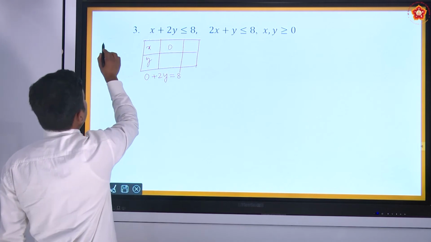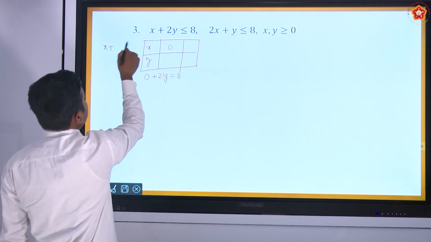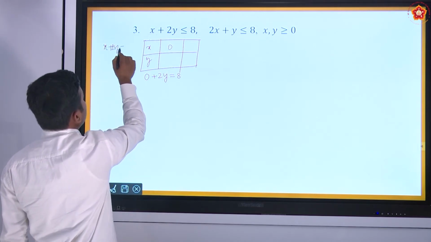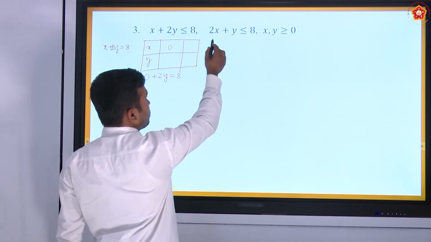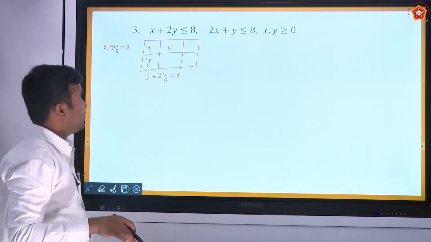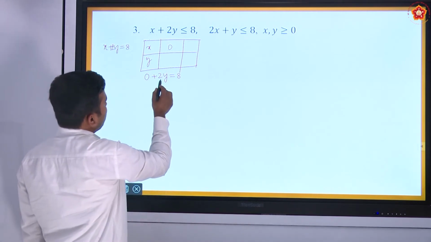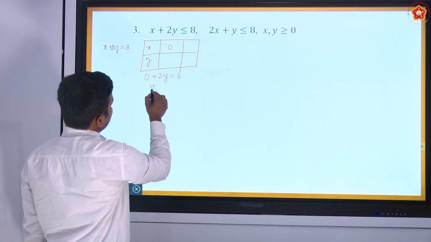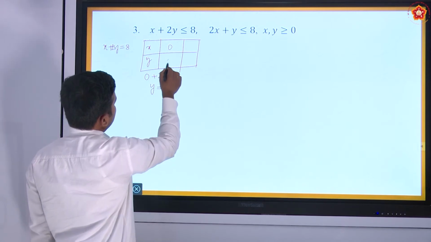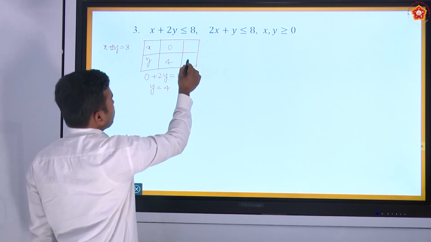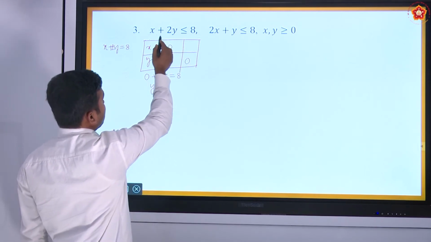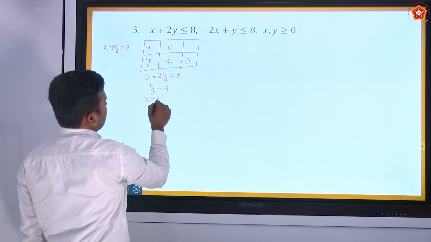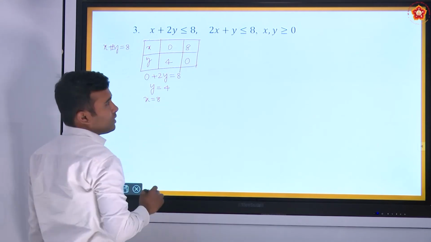In the first way, I am going to take x plus 2y is equal to 8. And another one also I am going to take as 2x plus y is equal to 8. So now, putting x equal to 0, 2y is equal to 8, then y is equal to 4. In a similar way, if you put y is equal to 0, then x is equal to 8. So the value of x will be 8.